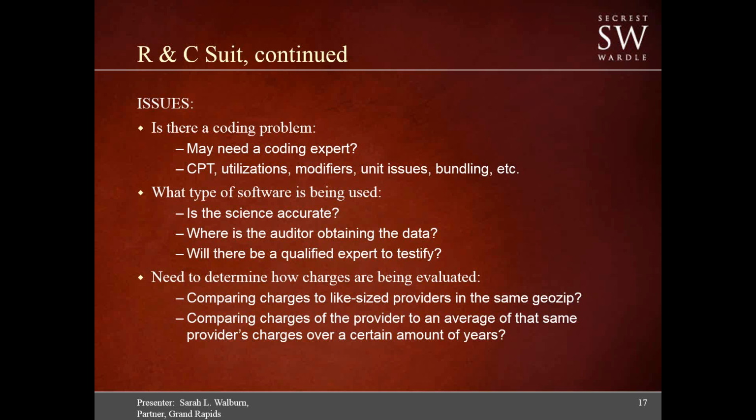We also need to determine how the charges are being evaluated. Are they comparing charges of like-sized providers in the same GeoZip? Are they comparing the charges of the provider to an average of that same provider's charges over a certain amount of years? We run into problems with that over here on the west side of the state and sometimes up north where we don't have a ton of providers. East side of the state, there's tons of hospitals and tons of MRI facilities. They're not as common over here or particularly up north.